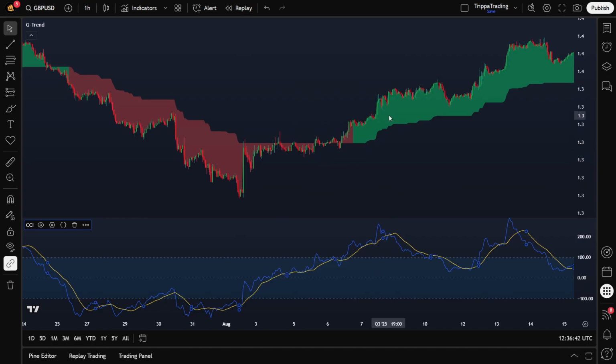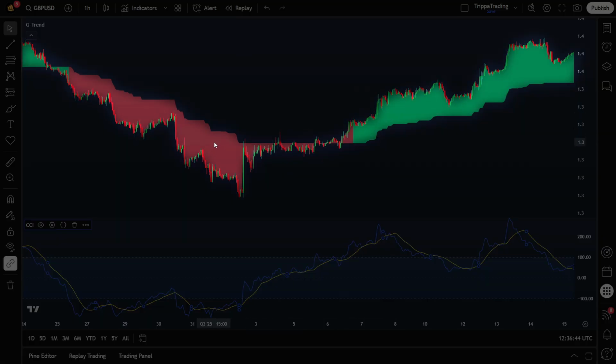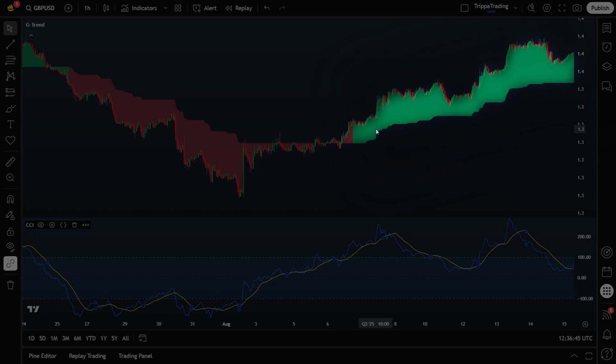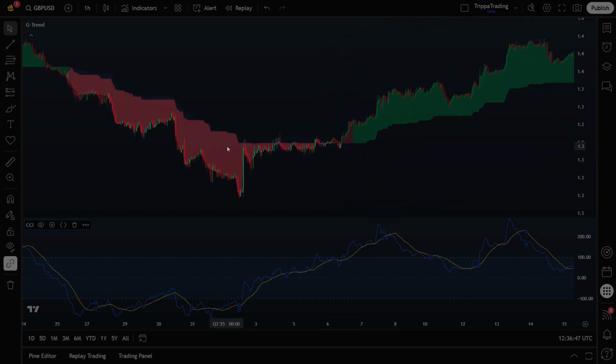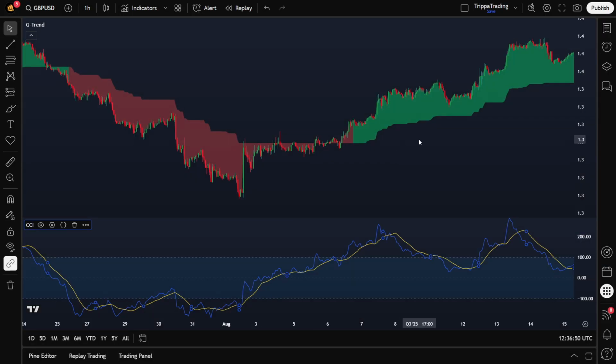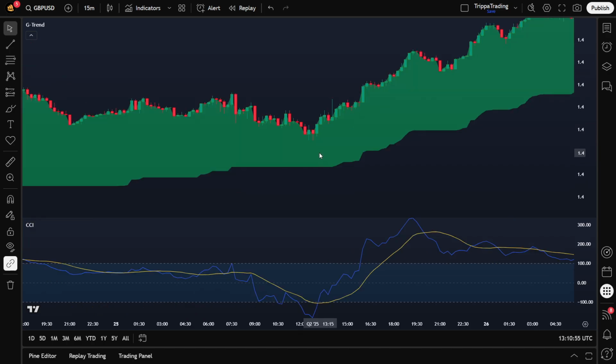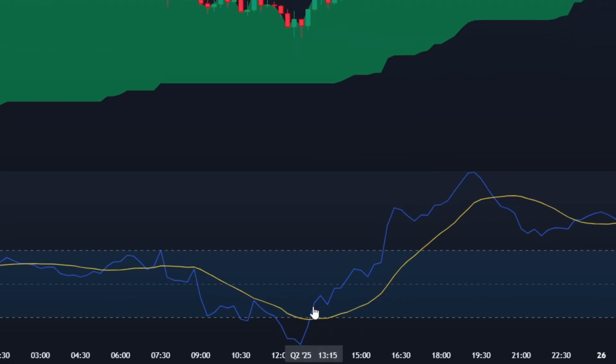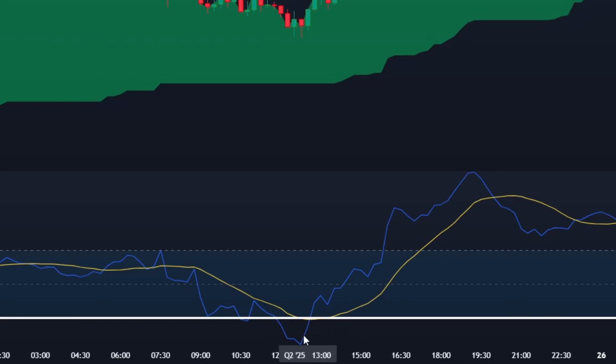Here's how this works. The ribbon from the G channel tells us trend direction. If it's green, we're in an uptrend. If it's red, we're in a downtrend. We only look for trades in the direction of that ribbon. When the ribbon is green, we look for buy trades. CCI helps us catch pullbacks. If the CCI line drops below its moving average and pushes under -100, that's an oversold pullback inside an uptrend. When it crosses back above the moving average and climbs above -100, that's our buy trigger.